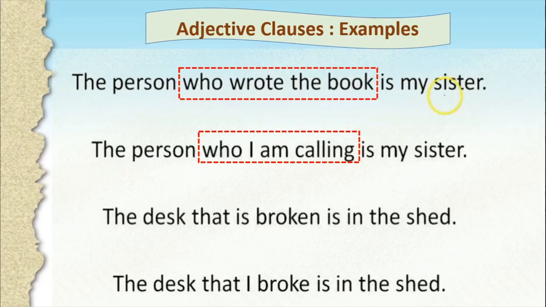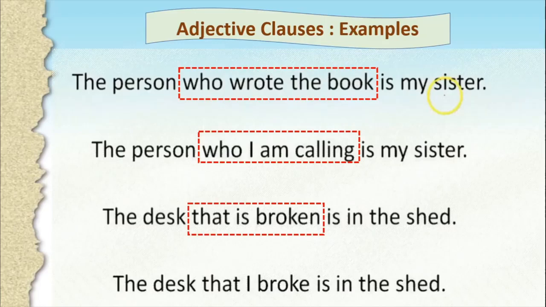I am calling that person. Next example, the desk that is broken is in the shed. So the desk is in the shed is the main clause. That is broken. So what is wrong with the desk? The desk is broken. Okay.